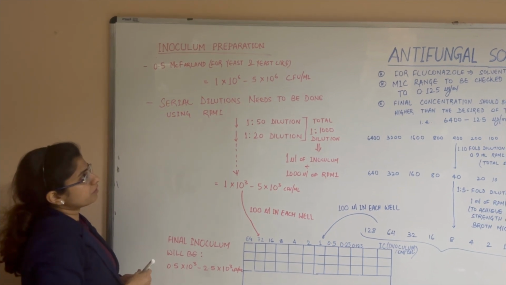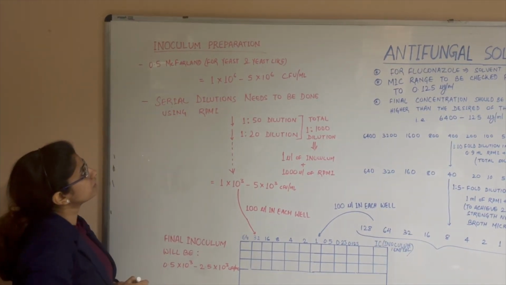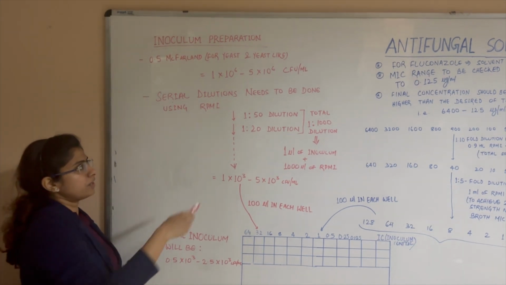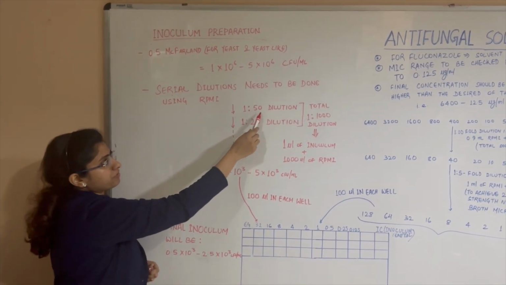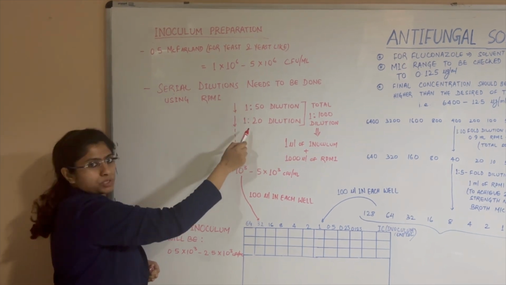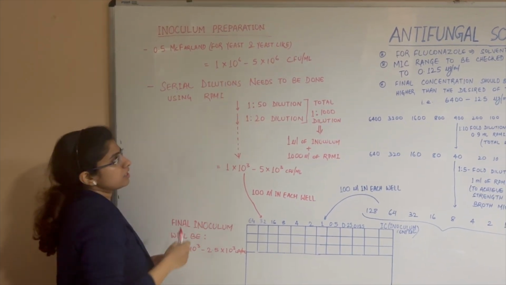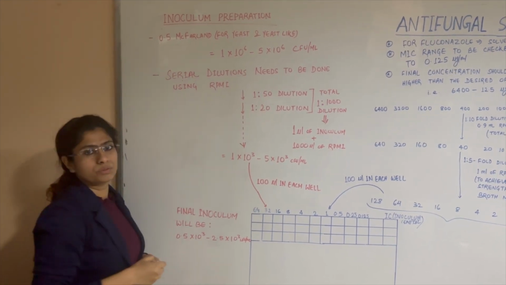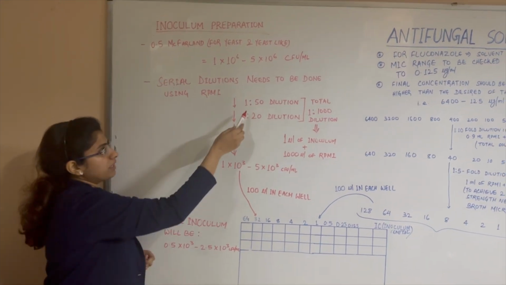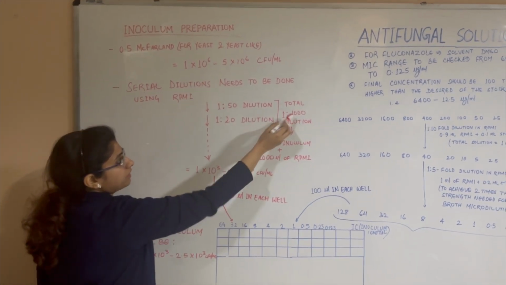After this, serial dilution has to be done for this inoculum preparation. As mentioned here, first we have to do a 1:50 dilution, followed by which we have to again do a 1:20 dilution of this inoculum. Either we can do it in 2 steps or we can do this part in a single step. So the total dilution then is 1 in 1000.